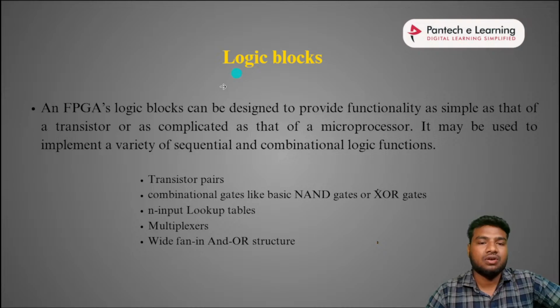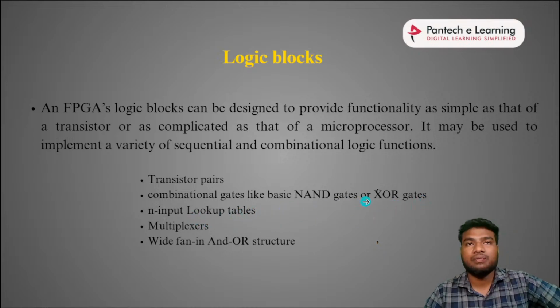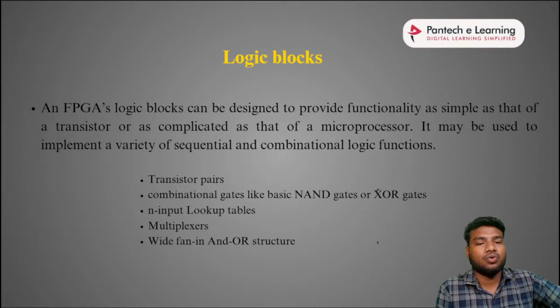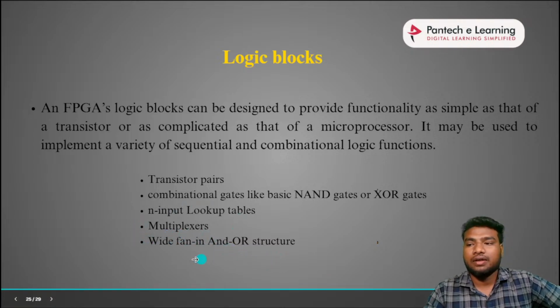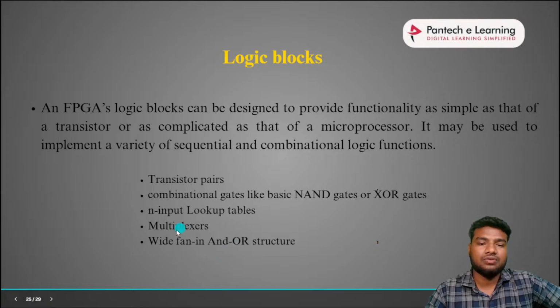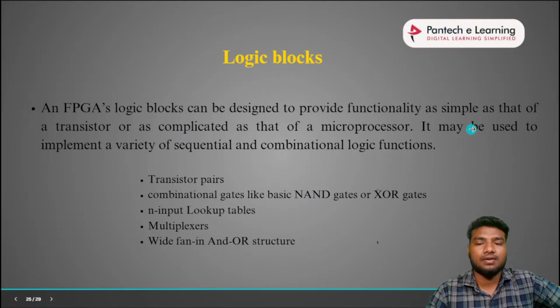A configurable logic block consists of transistor pairs, combinational gates like basic NAND gates or XOR gates, and an input lookup table. In our machine, the FPGA has only a 4-bit input. In the current market we are using only 6-input lookup tables, so 4-input and 6-input lookup tables. The lookup table consists of a multiplexer and wide fan-in. So these are the components inside the CLBs, the logic blocks.